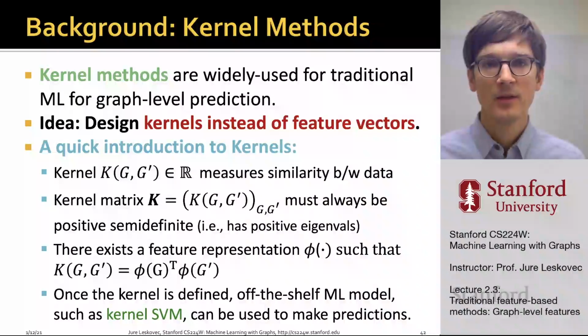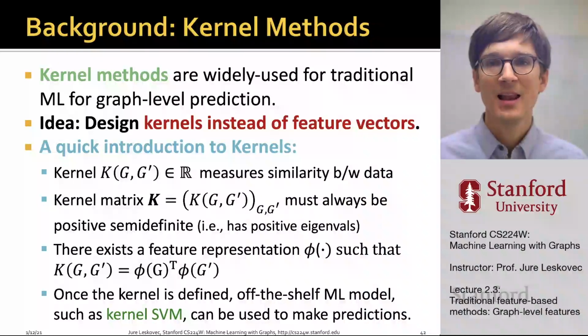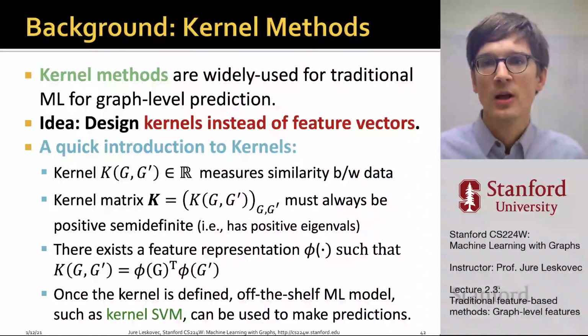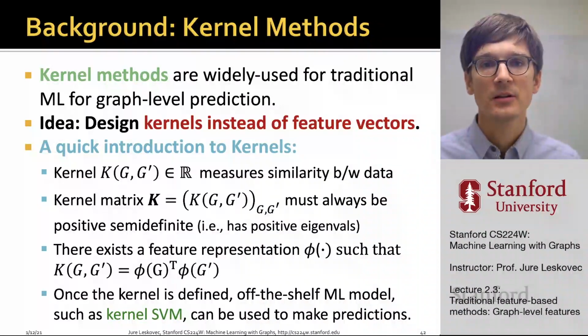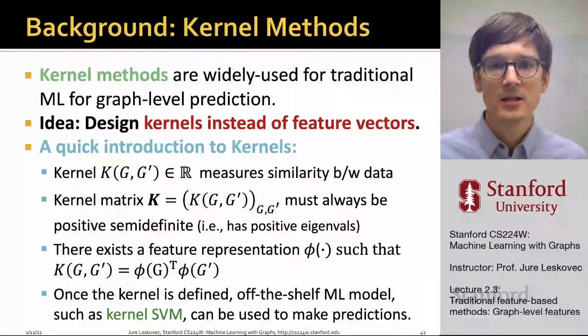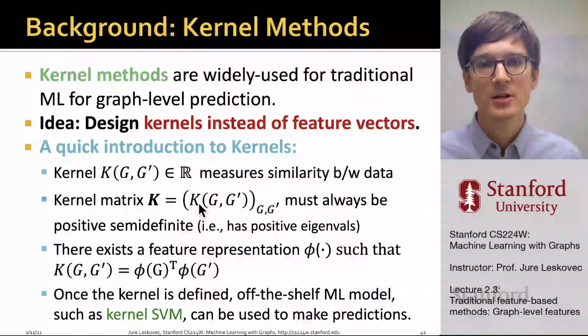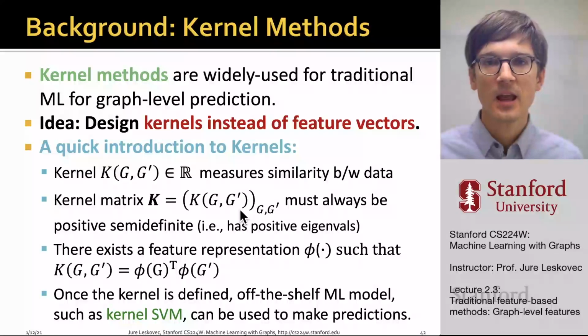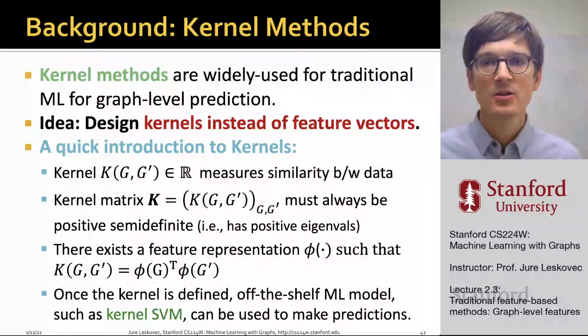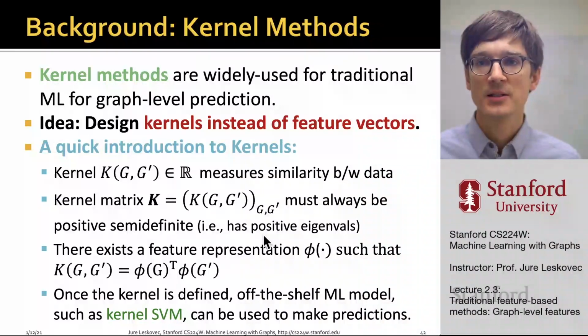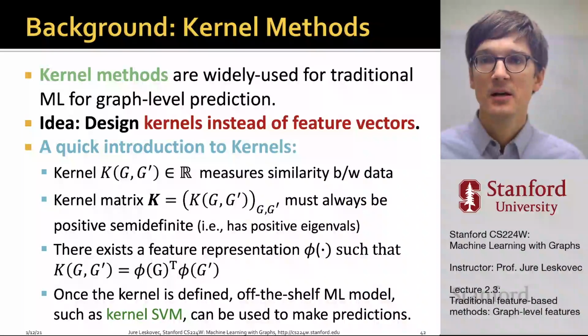A kernel between graphs G and G prime returns a real value and measures a similarity between these two graphs, or in general measures similarity between different data points. A kernel matrix is then a matrix that simply measures similarity between all pairs of data points, or all pairs of graphs. And for a kernel to be a valid kernel, this kernel matrix has to be positive semi-definite, which means it has to have non-negative eigenvalues. And as a consequence, it has to be a symmetric matrix.